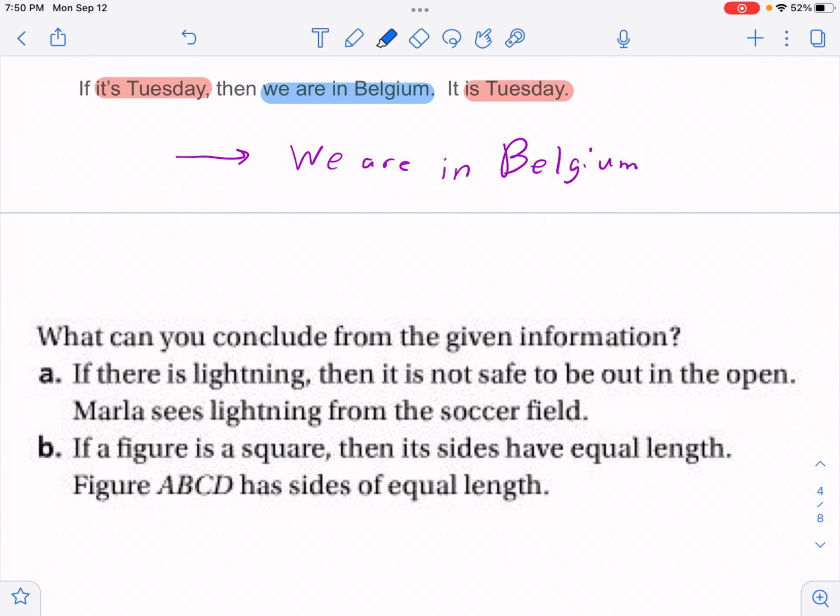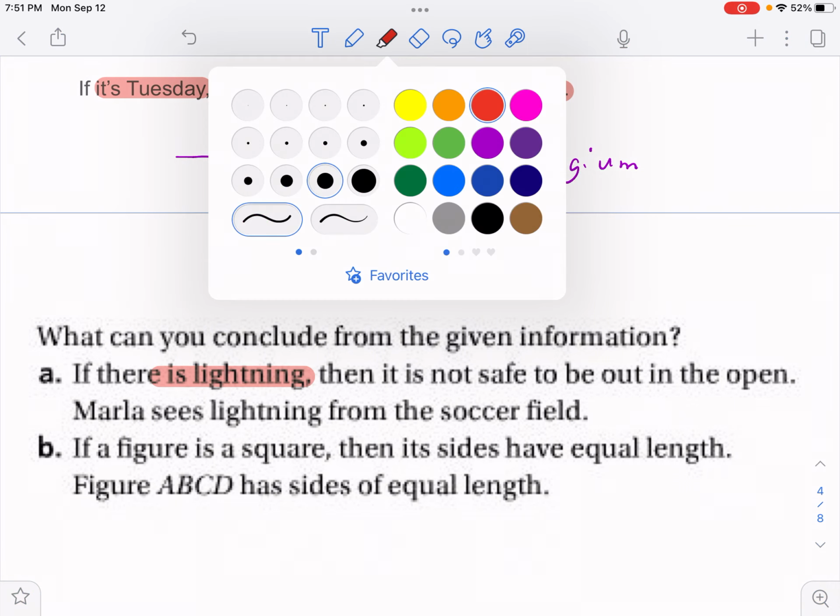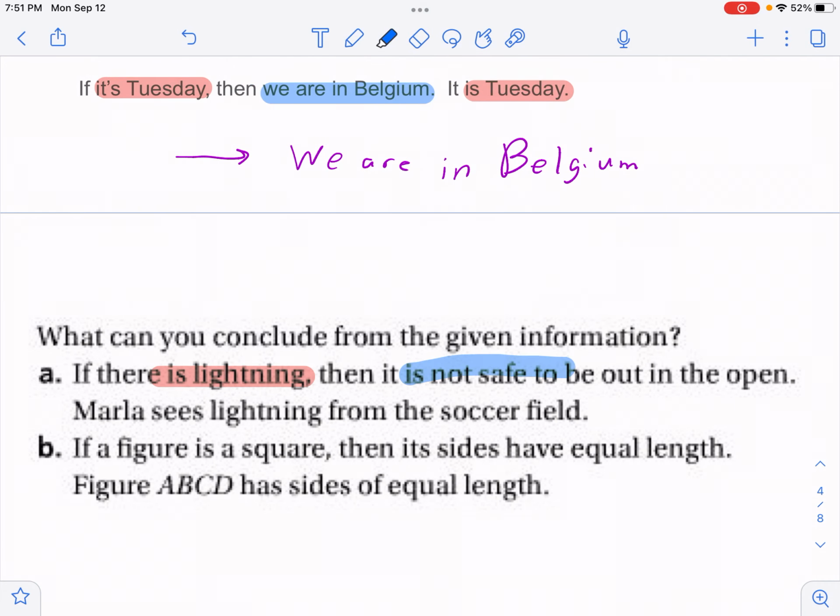In this case, we've got, if there is lightning, then it is not safe to be out in the open. And Marla sees lightning from the soccer field. So if lightning, then it's not safe, and Marla sees some lightning. What conclusion should you reach?